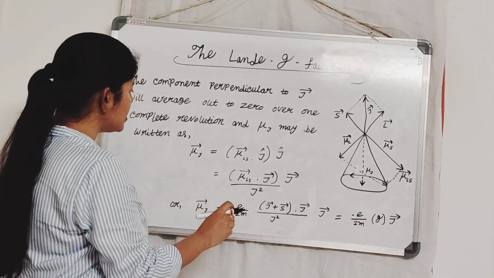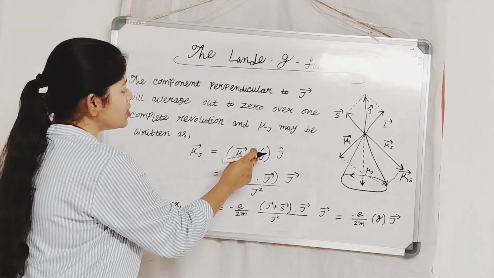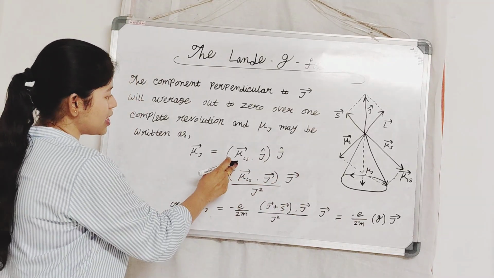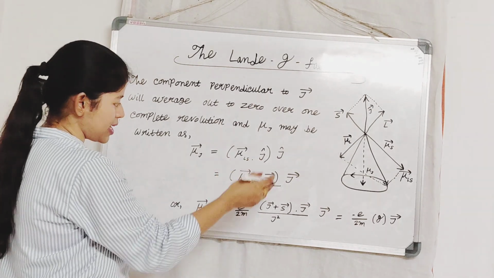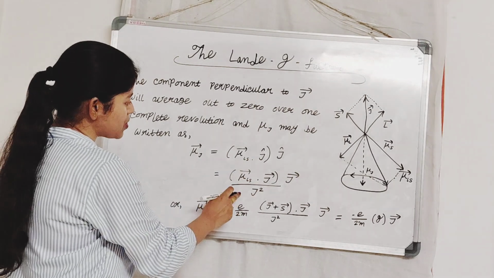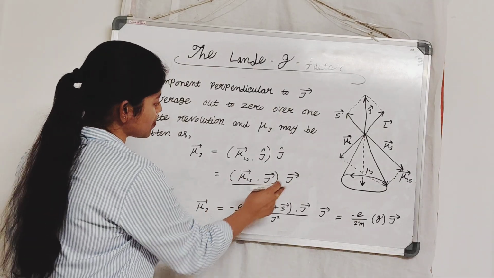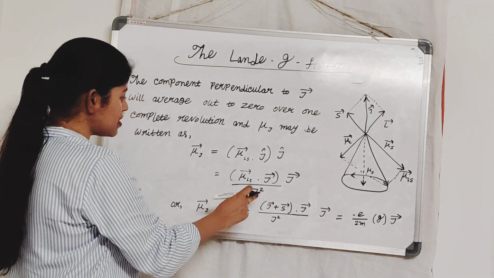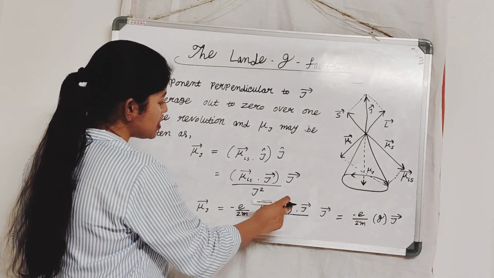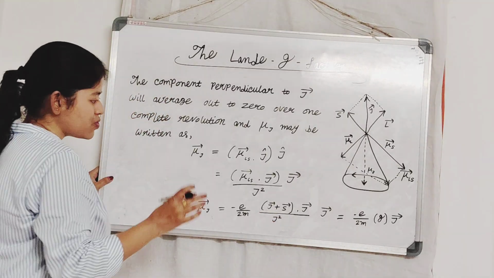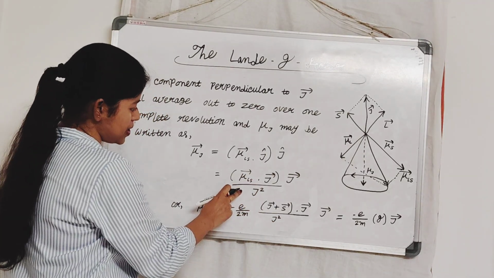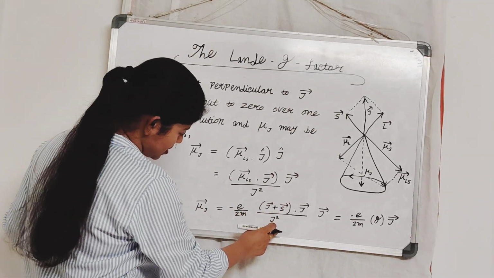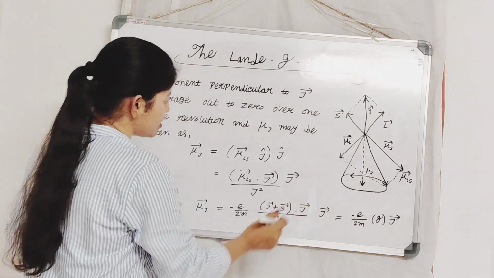Now we can write μJ in terms of (μLS dot J cap) into J cap. So its effective component will be μLS dot J cap along J cap. We can write this in terms of (μLS dot J vector) by J square into the J vector. Now as we know that μLS is equal to minus e by 2m into (J plus S), we'll put that value of μLS in this expression. Now we'll get μJ is equal to minus e by 2m into ((J plus S) dot J vector) by J square, along the J vector.